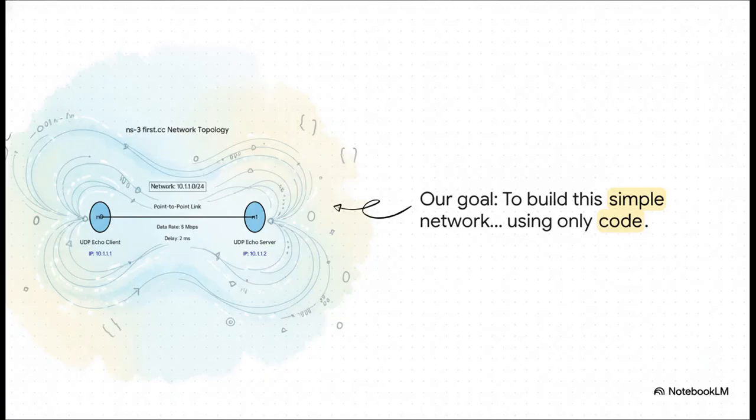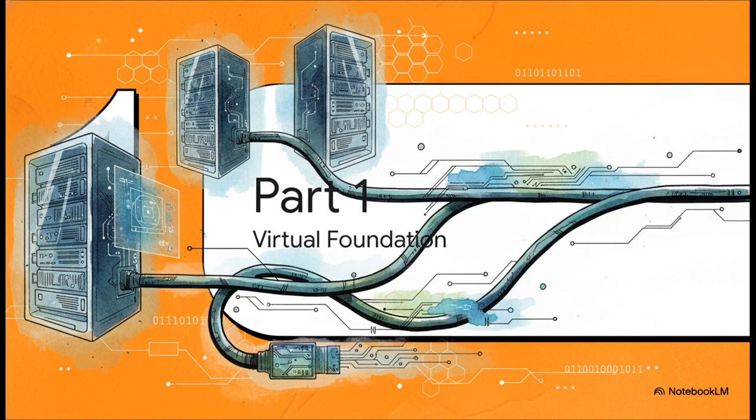So, here's the game plan. You see this network on the screen? It's pretty simple. Two computers, or nodes, connected by a single link. One's going to be a server, the other a client. And believe it or not, we're going to build this entire virtual world, step by step, using just a few lines of code. First things first, before any data can fly across the network, we need the hardware itself, right?